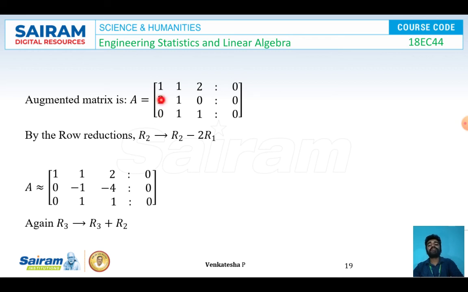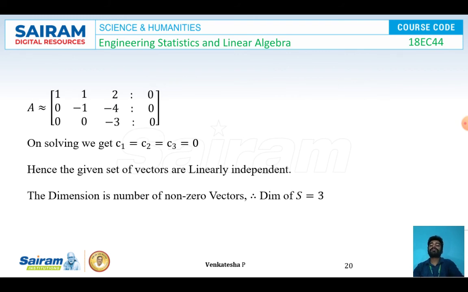To make the first entry of R2 zero, the operation is R2 implies R2 minus 2 R1. After the row transformation, I got the matrix [1, 1, 2, 0], [0, -1, -4, 0], [0, 1, 1, 0]. Now to make the last row's second entry zero, the operation is R3 implies R3 plus R2. So I got the matrix [1, 1, 2, 0], [0, -1, -4, 0], [0, 0, -3, 0]. With the last row I get the equation minus 3c3 is equal to 0, which implies c3 is equal to 0.